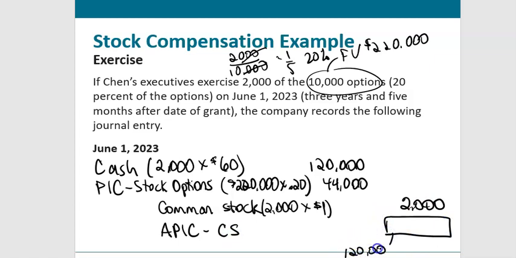So we take the 120,000 plus the 44,000 we have in our debits, subtract out the 2,000 that we have as our one credit, and we get the difference as 162,000.